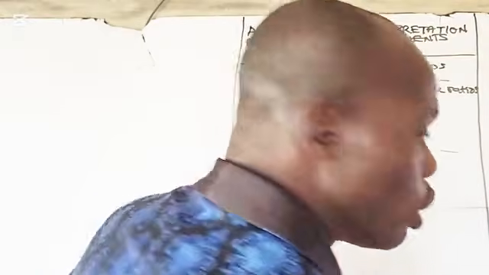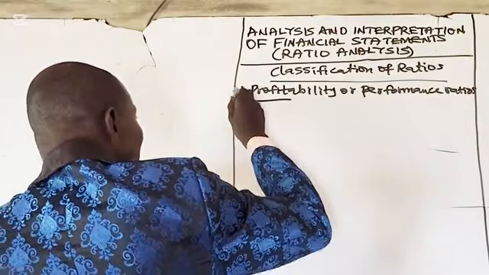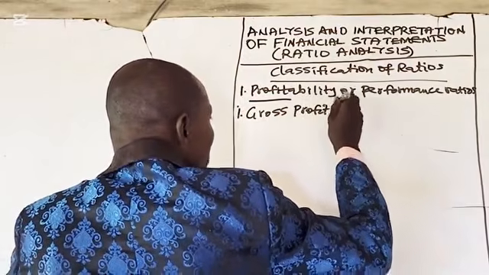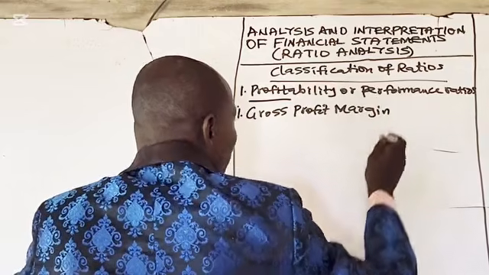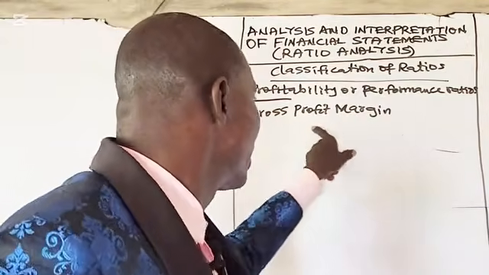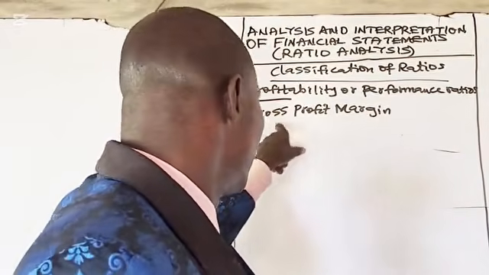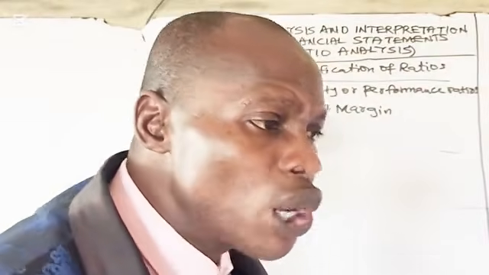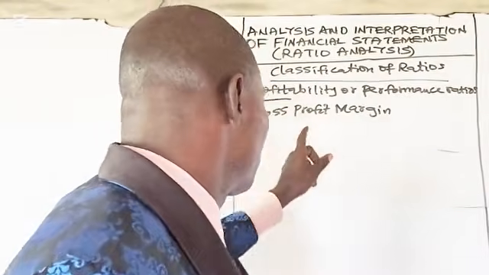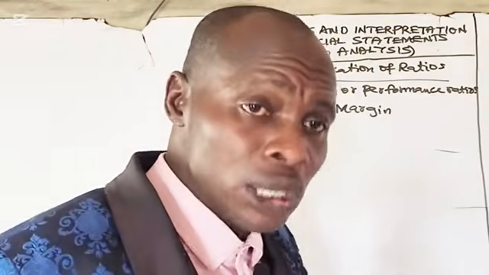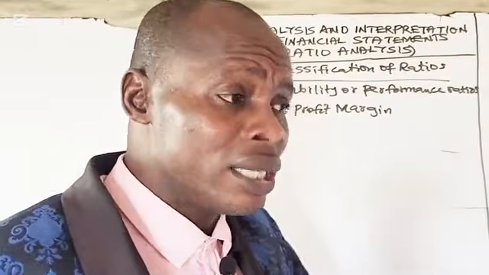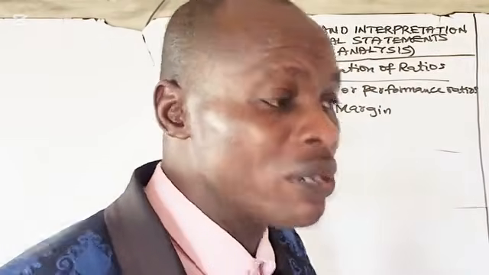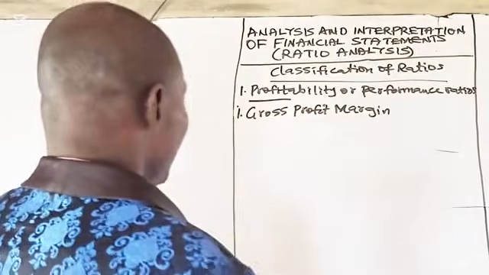Under the performance ratios, we shall look at, number 1, the gross profit margin. Gross profit means the profit used as a performance measure here is the gross profit. It measures the company's profitability after direct cost. Remember, cost of sales is a direct cost. So your revenue less direct cost, that is, revenue less cost of sales, will give us the gross profit. That is why we said it is the profit after direct costs.